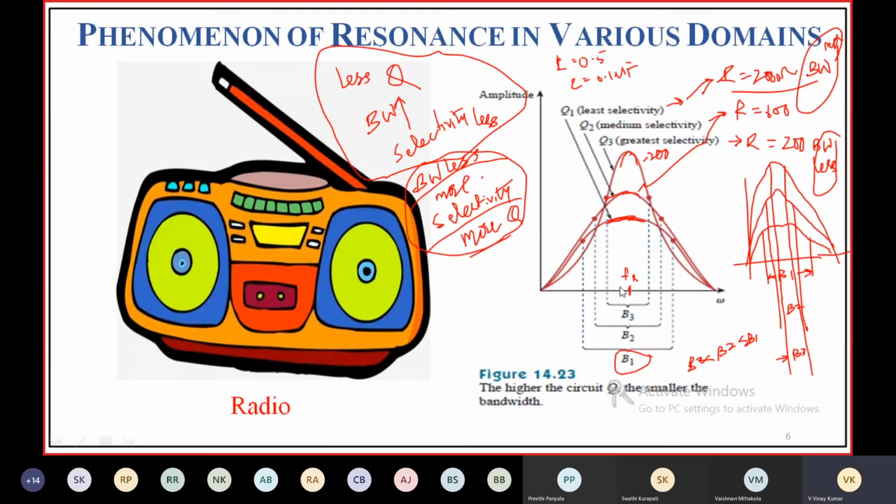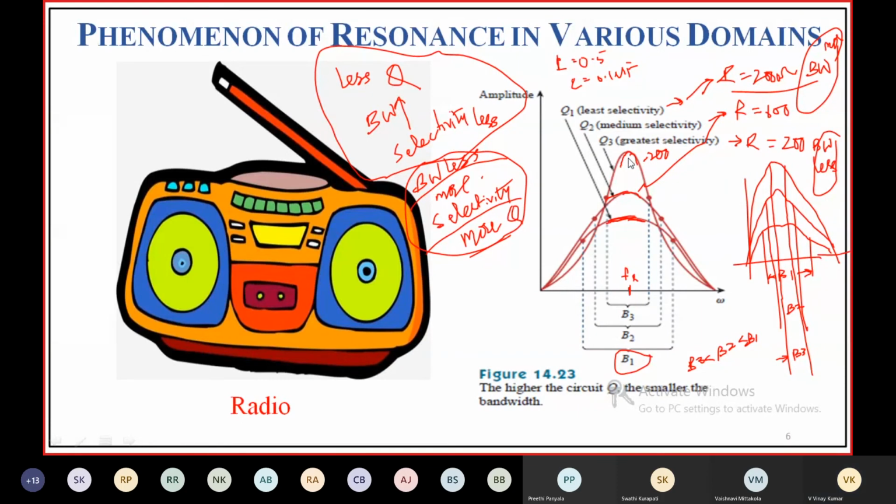So if you move away from this resonance frequency, this current curve doesn't fall sharply. It is almost constant. Current is not changing rapidly. That's why it has less selectivity. Selectivity will be less. Coming to this curve, if we move away from this resonant frequency, the current drops sharply.